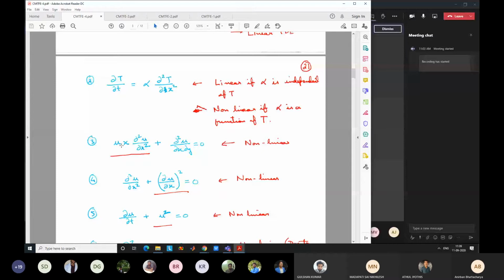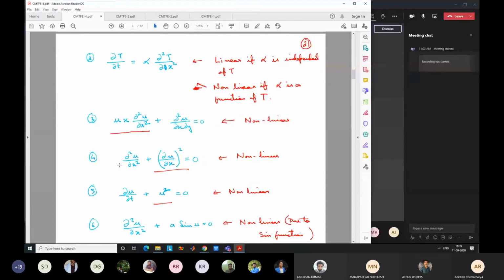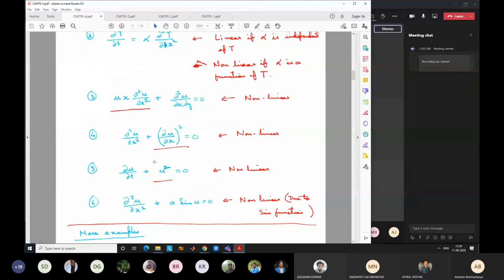Similarly, del square u del x square plus del u del x whole square is also non-linear, because the term del u del x has a coefficient which also is del u del x, which is a function of u. So the first order term has another coefficient which is also a derivative of u. So this is also non-linear. Del u del t plus u square: this u square induces a non-linearity. Del square u del x square plus a sin u is also non-linear.